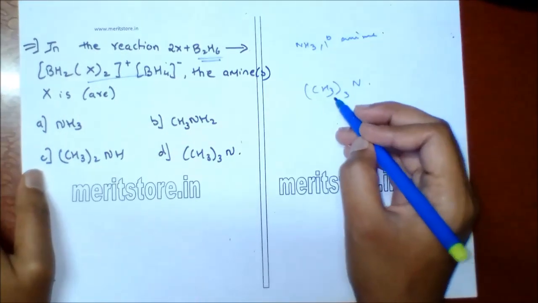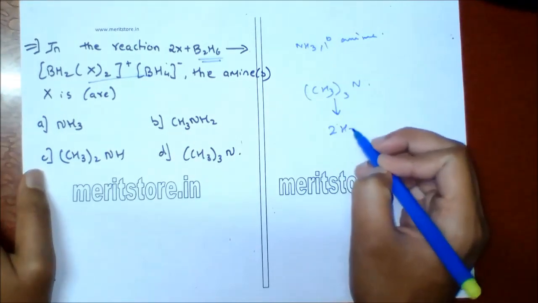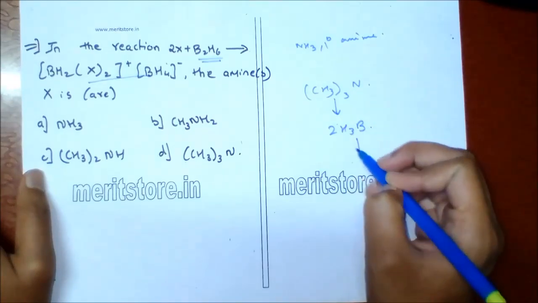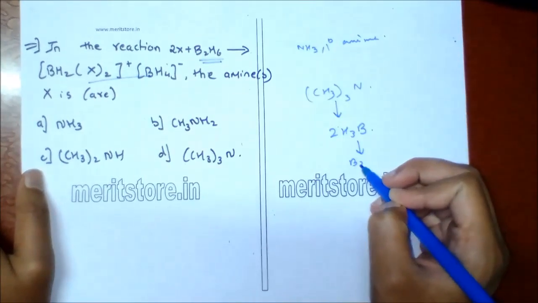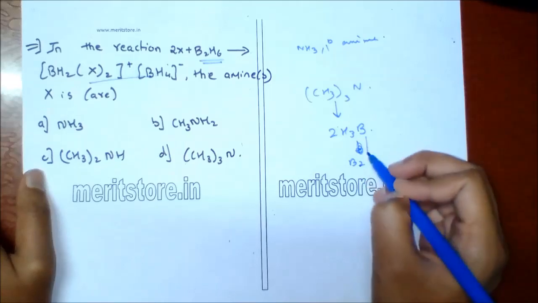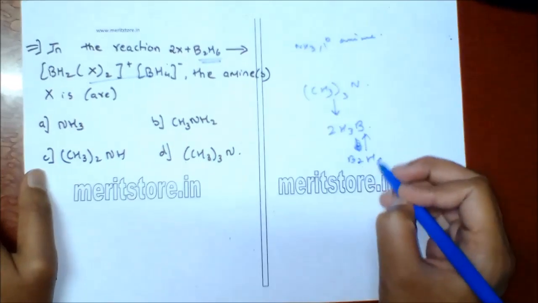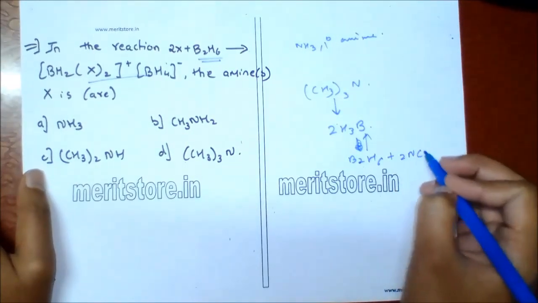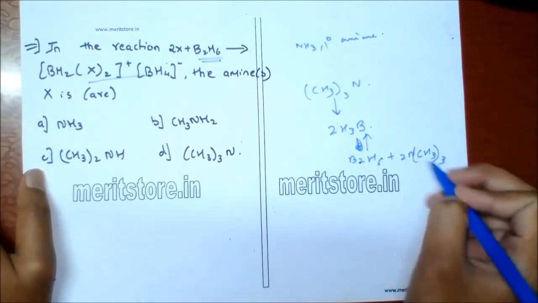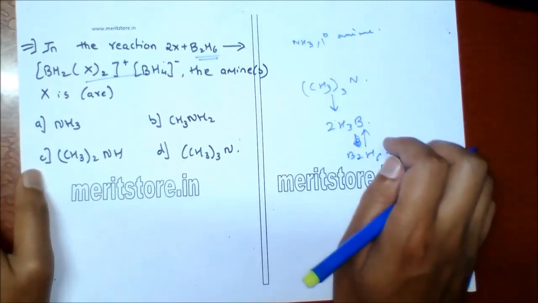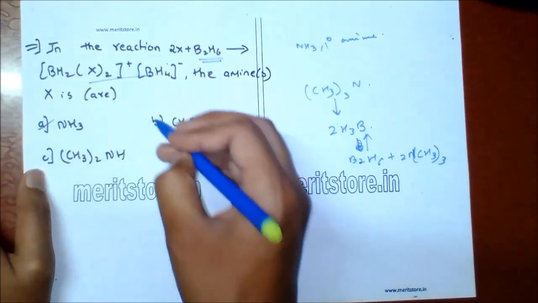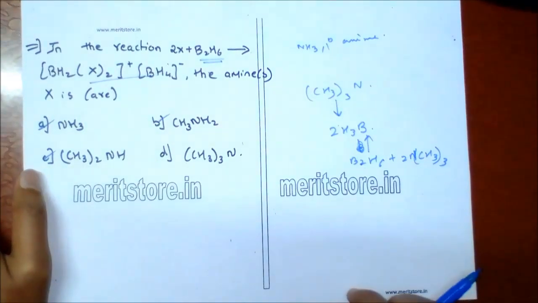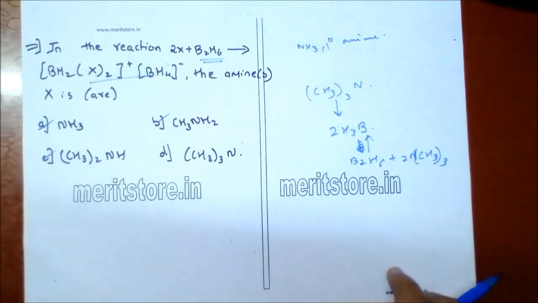So the symmetrical cleavage will be B2H6 plus 2N(CH3)3. So all the amines, smaller amines, will react with diborane to give this cleavage. So A, B, C are correct answers.